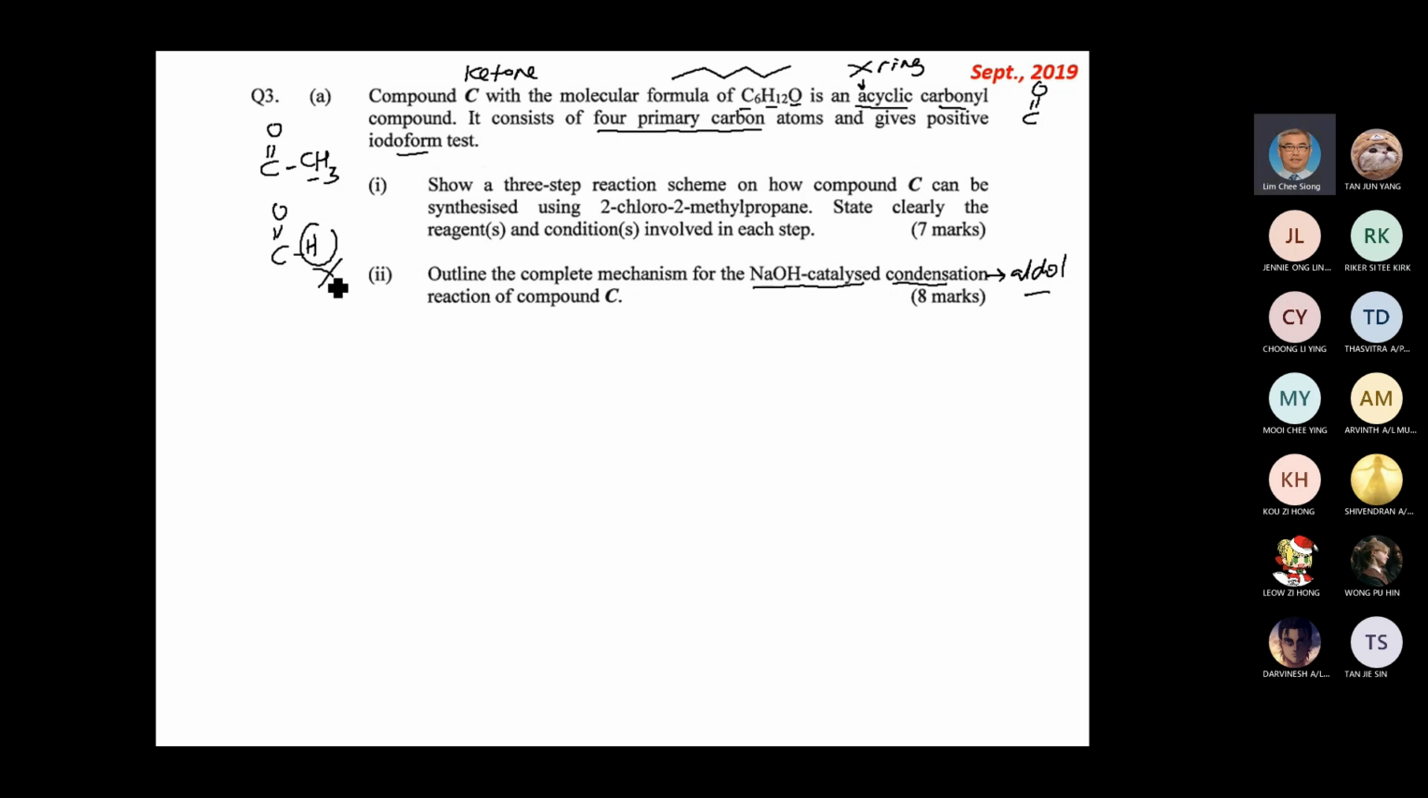Then I have to suggest what compound C is. How to make it? I suggest CH3, CO, then come up with 1, 2, 3, 4, 5, 6 carbons. The question stated 4 primary carbons. This is primary. This is secondary, this is secondary, this is also secondary. This is primary. How do I make it become 4 primary?